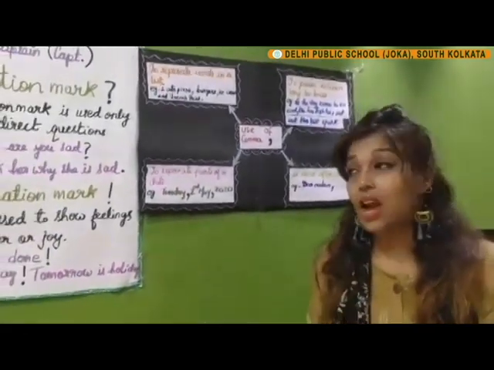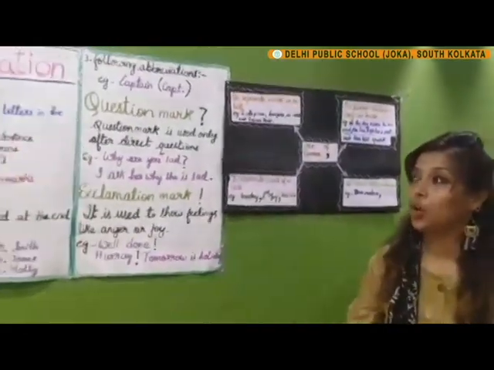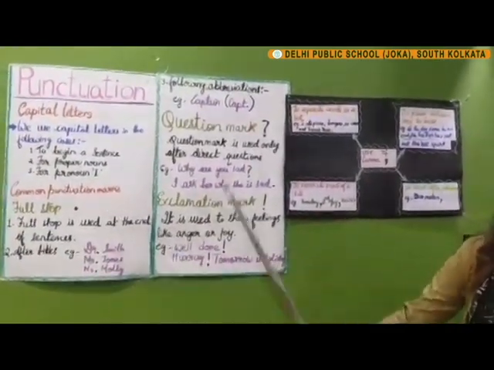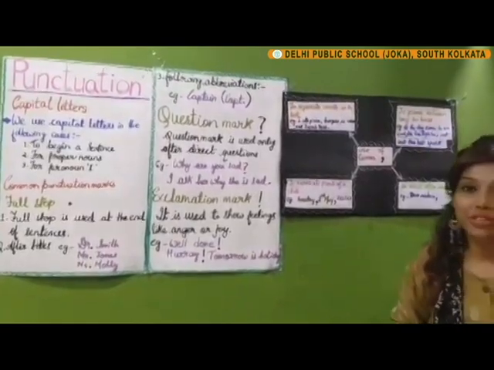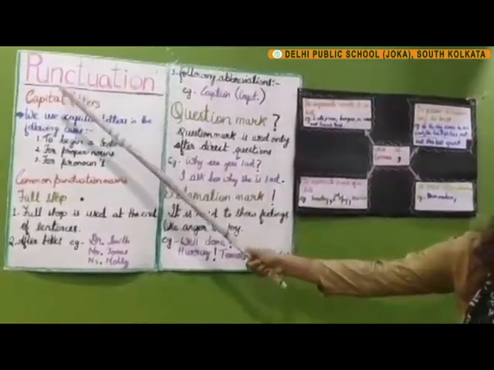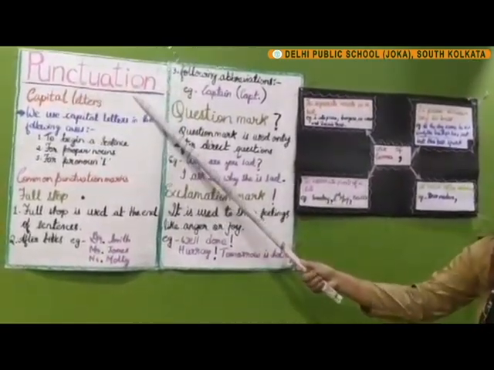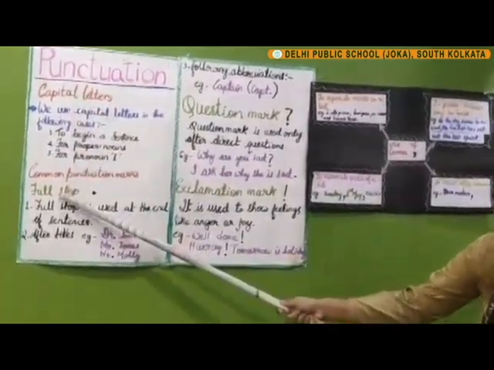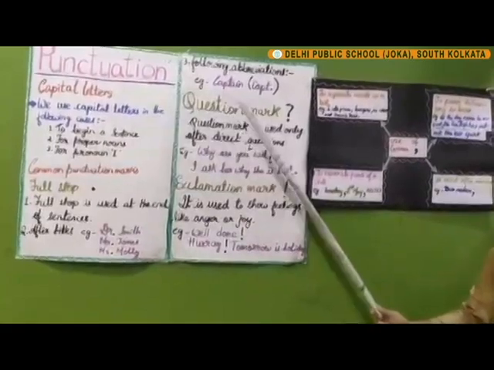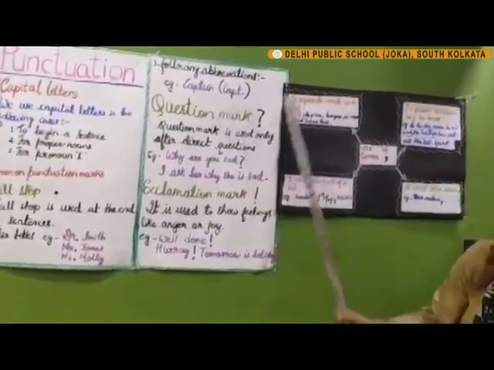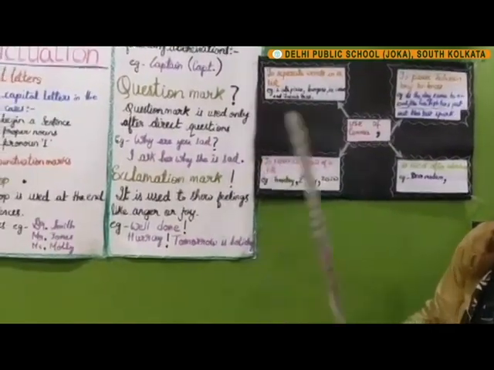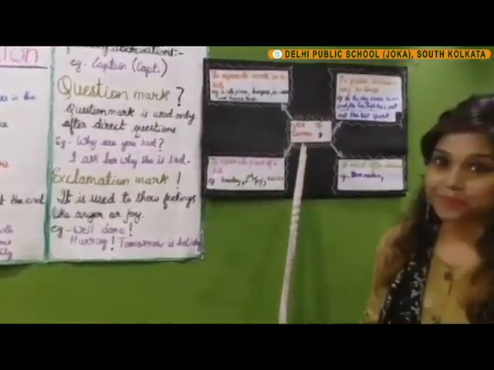Okay? Now having explained to you all these things, I hope that my video was useful. My charts were useful to you. Let me just recapitulate the lesson with you. Number one, today's topic was punctuation. And number one, we have learned capital letters. Number two, we've learned full stop. Number three, we've learned question mark. Number four, we've learned exclamation mark. Number five, we've learned comma.